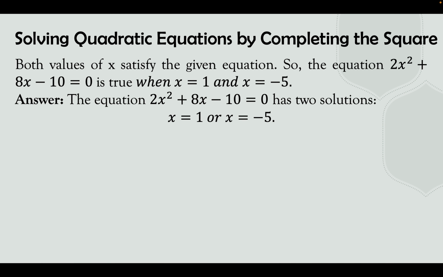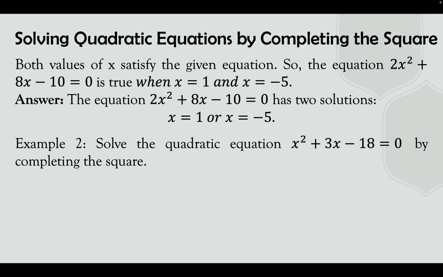Both values of x satisfy the given equation. So the equation 2x² + 8x - 10 = 0 is true when x = 1 and x = -5. That means the equation has two solutions, and that is x = 1 or x = -5.